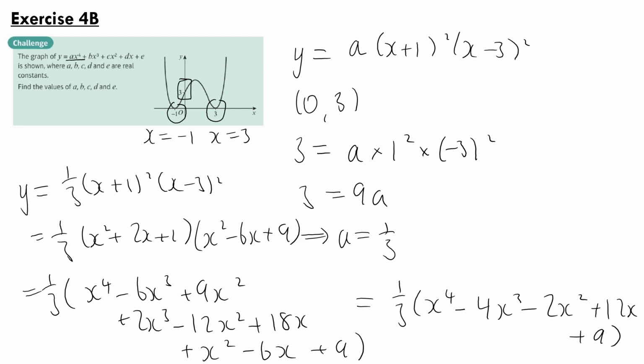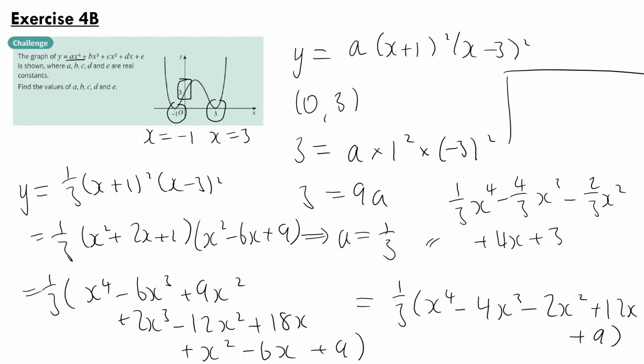And finally, multiplying by the third, we get a third x to the power 4 minus 4 thirds x to the power 3 minus 2 thirds x squared plus 4x plus 3. And we can get our values of a, b, c, d and e. So we know that a equals a third, b equals minus 4 thirds, c equals minus 2 thirds, d equals 4, and e equals 3.